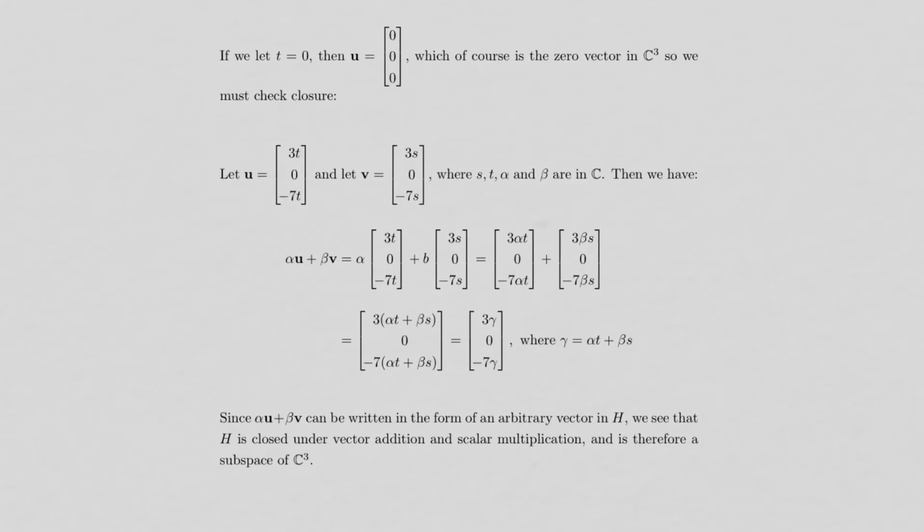Okay, so let's check closure. How do we do that? We choose two arbitrary vectors in H. We form a linear combination of them. So I say u is this arbitrary vector in H, v is this arbitrary vector in H. We form a linear combination and see if that linear combination is in H. That's it in a nutshell. Let's break this down step by step.